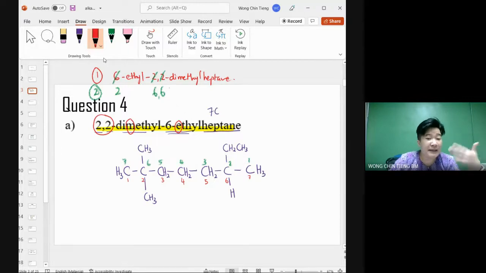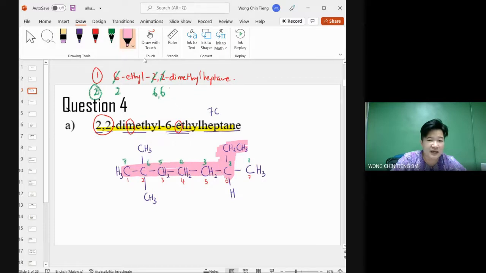Exactly, back to the basic naming. There's two rules only. The first rule, longest carbon chain. The second rule, the lowest possible number. Betul? So back to the first rule, which is the longest carbon chain. The longest carbon chain over here is not 7. The longest carbon chain over here is 8. Setuju?